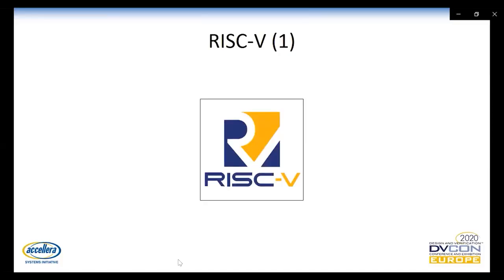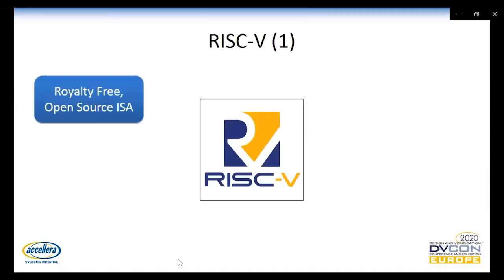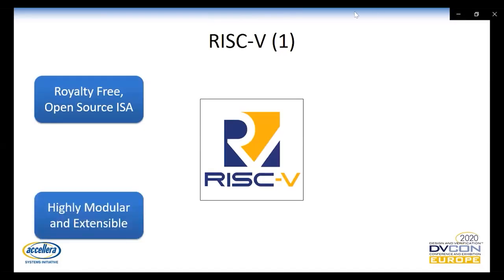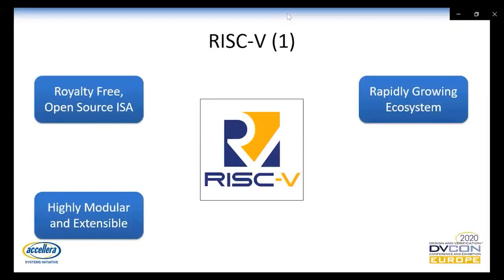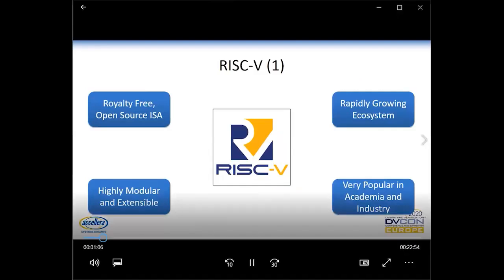So what is RISC-V? It's a royalty-free, open source ISA, this means instruction set architecture. It's highly modular and extensible, and there's a rapidly growing ecosystem, and it's very popular in academia and industry.